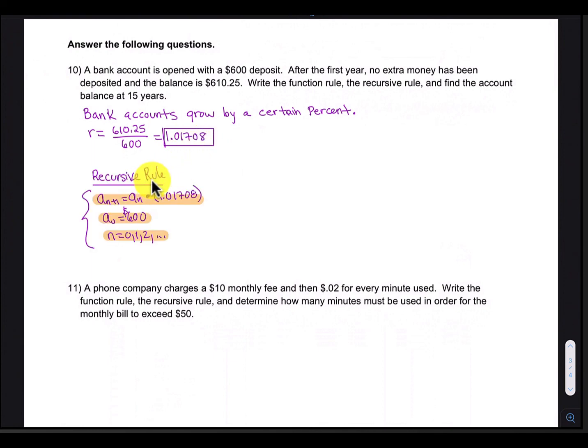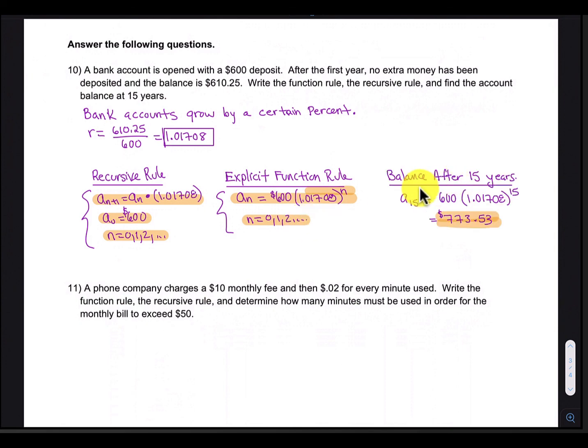Now we can write the recursive rule. It's a sub n plus 1 equals a sub n times the common ratio R. That's 1.01708. State that a0, the amount we start with, is 600, and n equals 0, 1, 2, etc. For the explicit function rule, it's a sub n is equal to the amount you start with of 600 times the common ratio, 1.01708, raised to the power of n. And again, n is 0, 1, 2, etc.